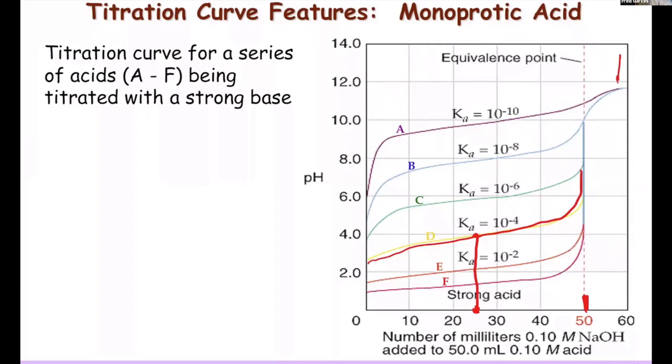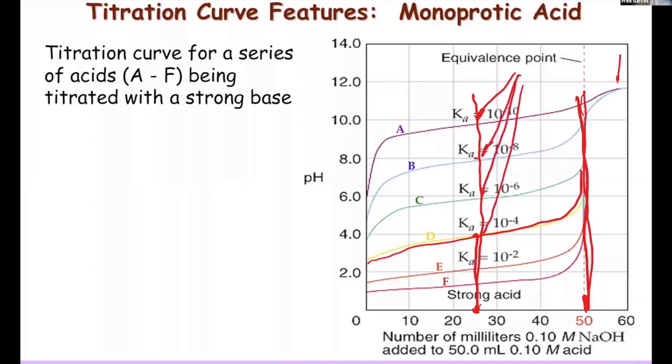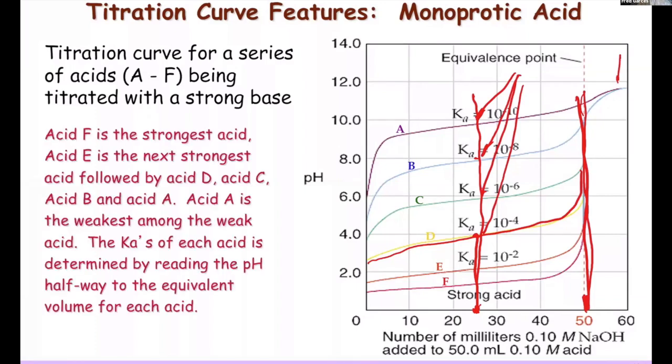For acid B, well, all of these have the same equivalence point. They're all hitting the equivalence point at 50. Halfway to that, it's all 25. So if I just read the pH for all of these at the halfway point, I can get the pKa, and then from the pKa, I can get the Ka. Okay, so that's what I wanted to illustrate in this curve.